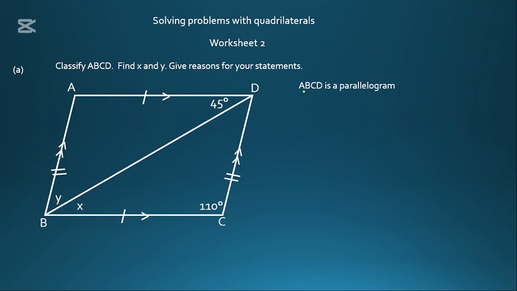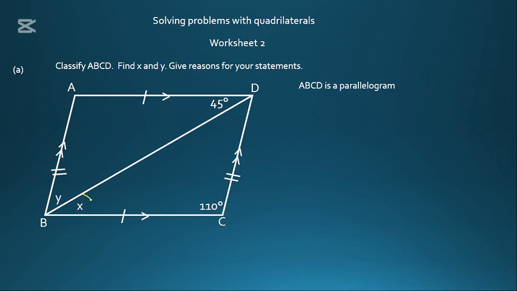I say here ABCD is a parallelogram, but why? You see the two opposite sides, they are equal. This side and this side, that side and that side over there. I didn't actually ask a reason, but ABCD is a parallelogram. Opposite sides are parallel and opposite sides are equal. Now find x and y.